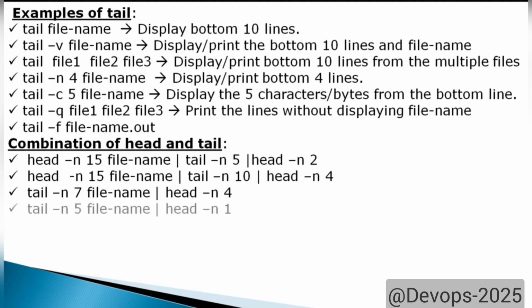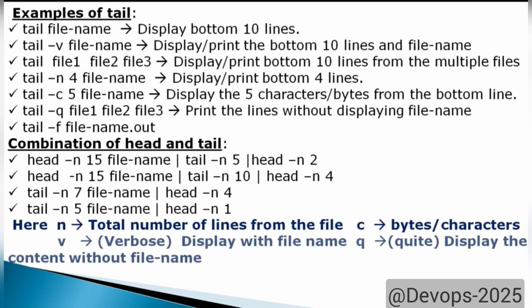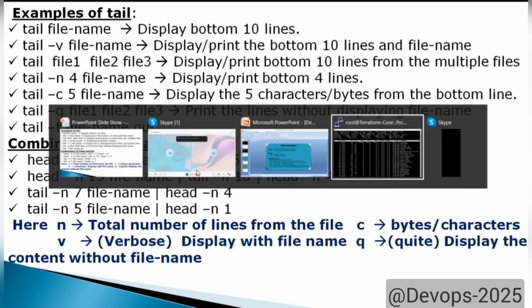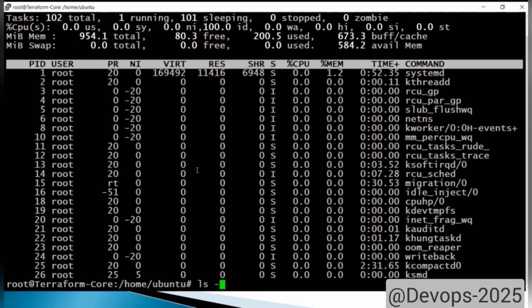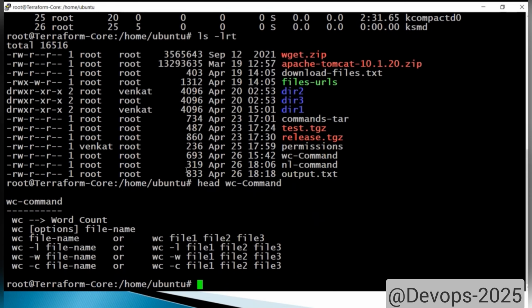So let's play with all these commands. Here are a couple of options: what is n, what is c, what is q, what is v. You can go through it. Let's switch to the command prompt. ls -lrt. See here, head followed by the file name, and the top 10 lines will be displayed.